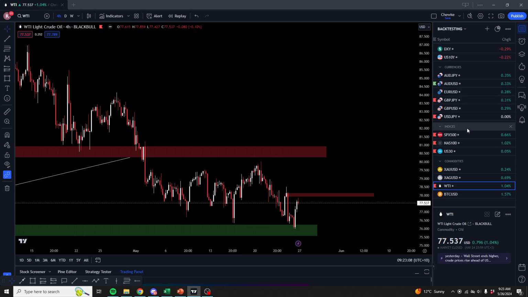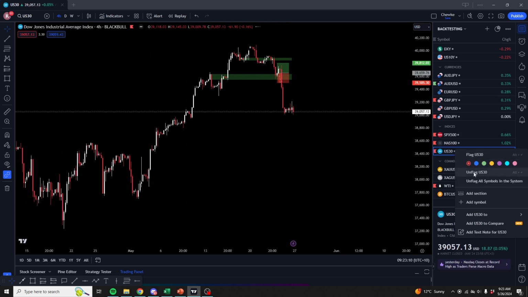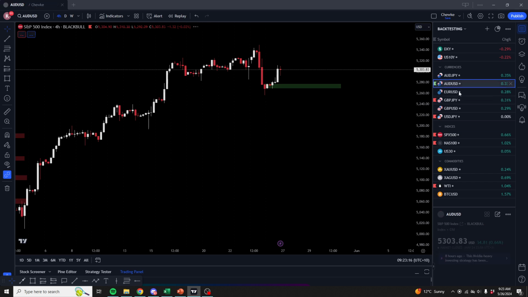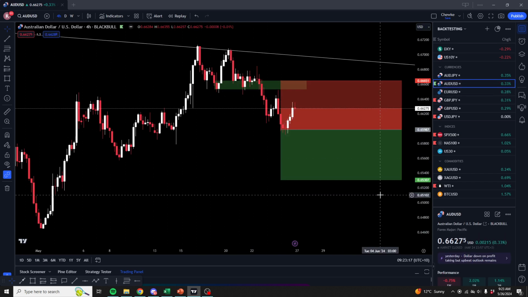Alright guys, so that is our watch list. I think I might take out US 30 and have these two indices there for the time being. We're in one trade here already. Let's see how it goes.